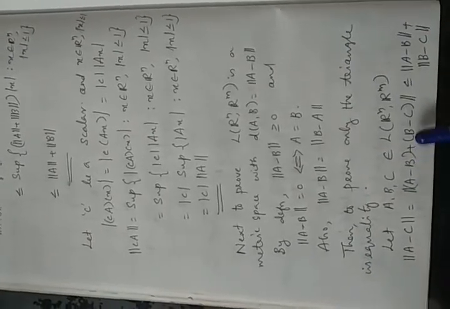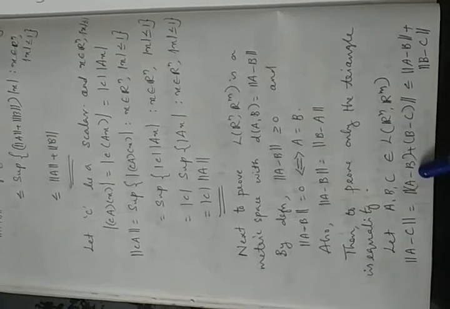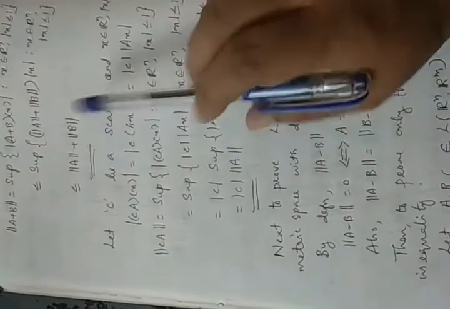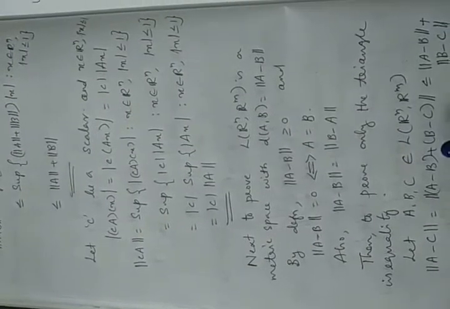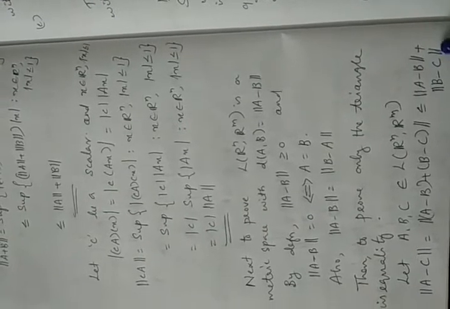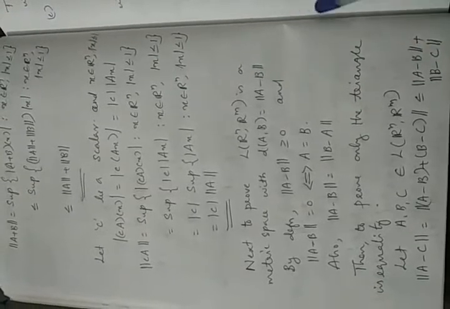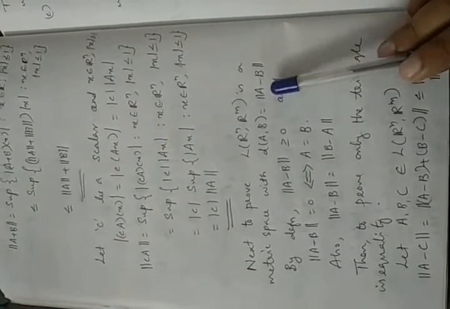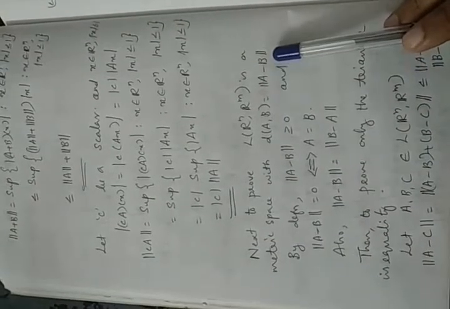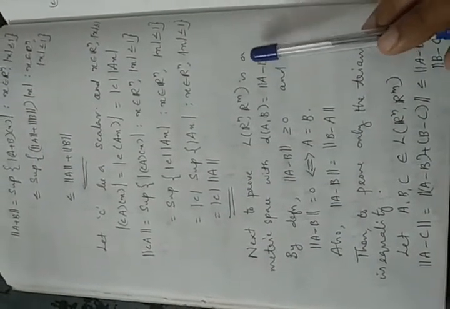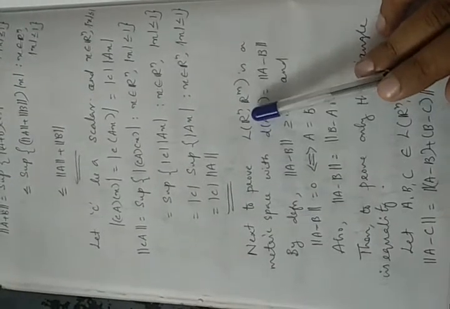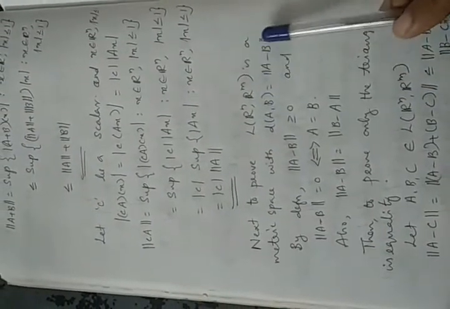So, consider norm of A minus C, that is equal to norm of A minus B plus B minus C. This is less than or equal to, we have proved that norm of A plus B is less than or equal to norm of A plus norm of B. So, applying that property, this is less than or equal to norm of A minus B plus norm of B minus C. So, this is our triangle inequality. So, here the distance function defined by norm of A minus B satisfies all the properties of a metric. So, we can conclude that the vector space L of Rn, Rm is a metric space.